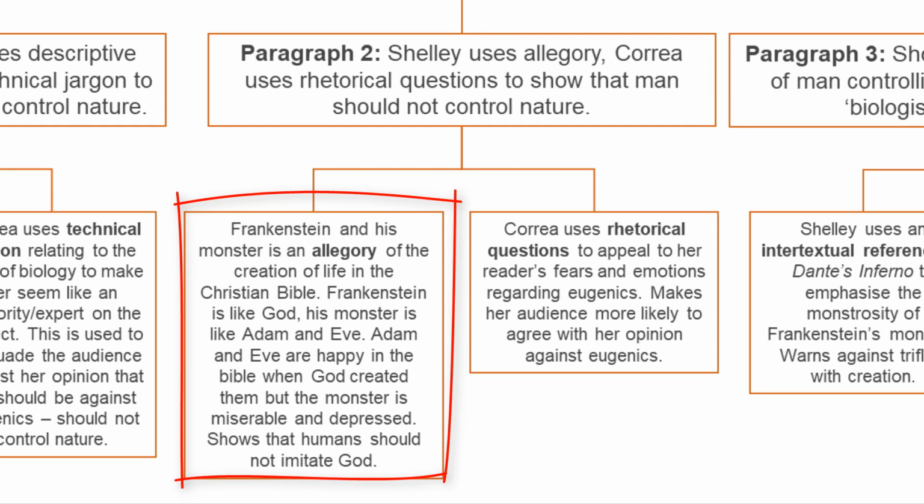So by comparing these two parallel stories, Shelley is basically saying that humans shouldn't try to play God and create life, because if we do, we're not going to do a good job, or as good of a job as God did with creating life. Therefore, we should not attempt to control nature.